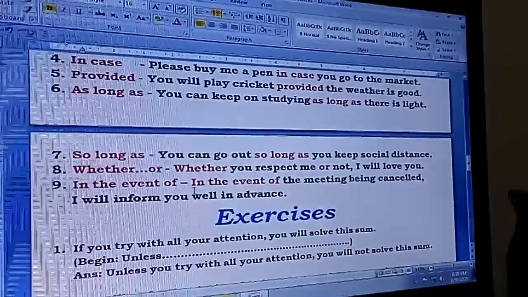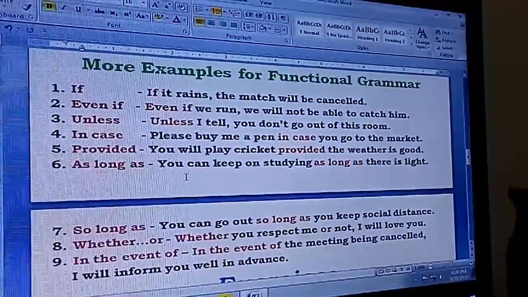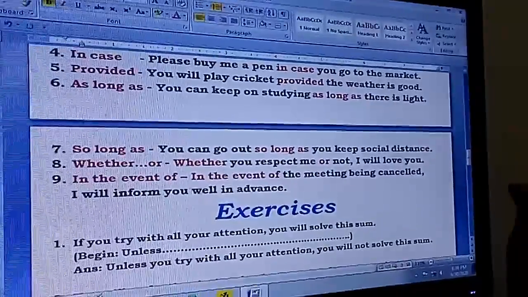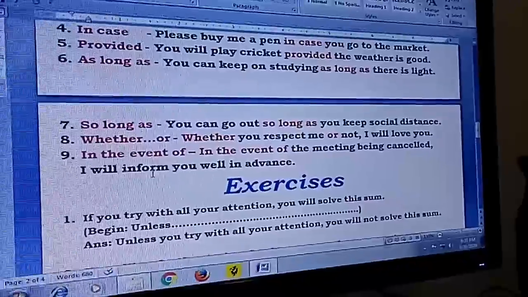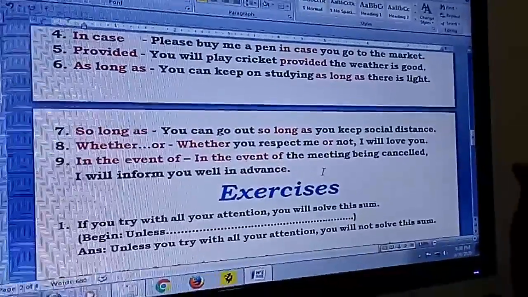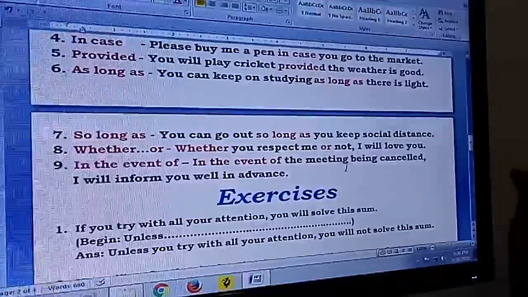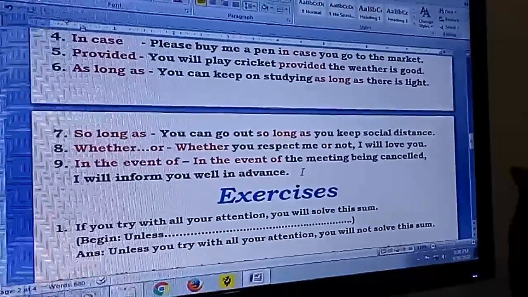In the event of, it's almost like in case, more or less the same meaning. In the event of the meeting being cancelled, I will inform you well in advance. Or rather, in the event of the meeting is cancelled, I will inform you well in advance.